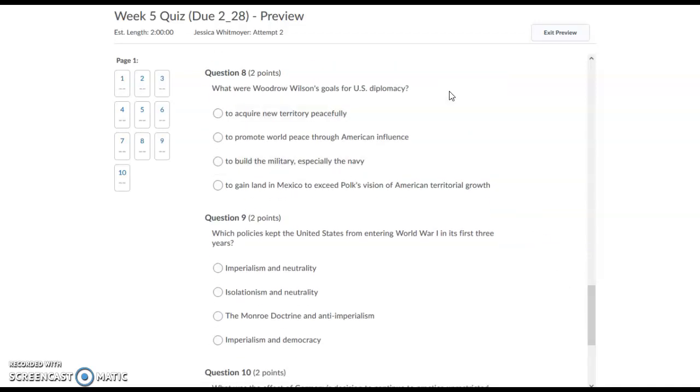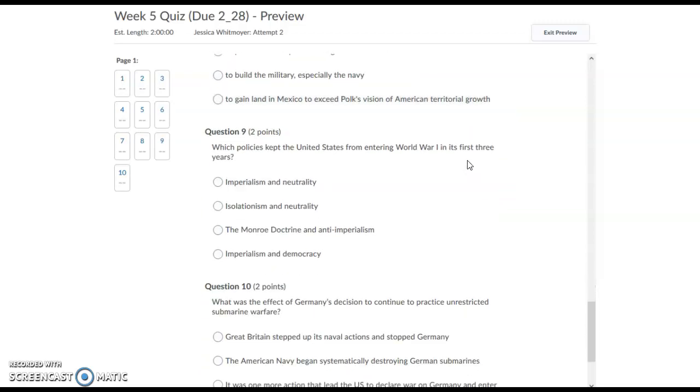Question 8. What were Woodrow Wilson's goals for U.S. diplomacy? To acquire new territory peacefully, to promote world peace through American influence, to build the military, especially the Navy, to gain land in Mexico, to exceed Polk's vision of American territorial growth.